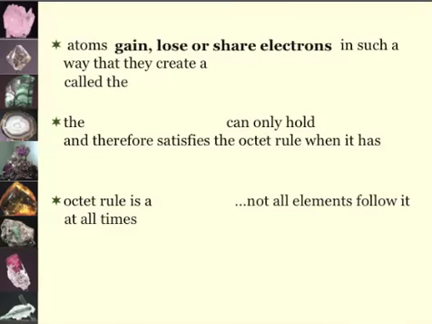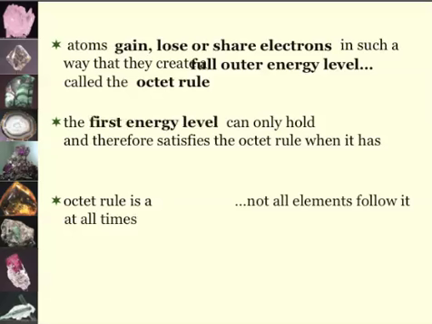Atoms gain, lose, or share electrons in such a way that they create a full outer energy level. And this is called the octet rule. This is something that we looked at slightly in our last set of videos, and we just kind of said that it existed. That was all that we had talked about. The first energy level can only hold 2 electrons, and therefore it satisfies the octet rule when it has 2 electrons in it. The octet rule is a guideline, so not all elements follow it all of the time.